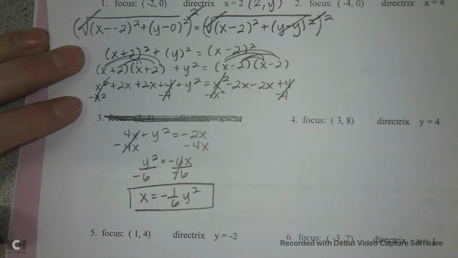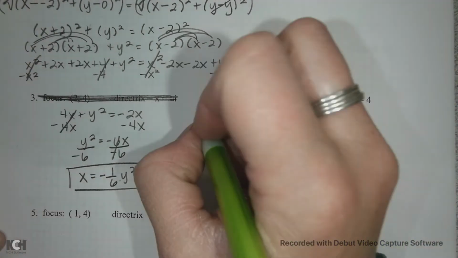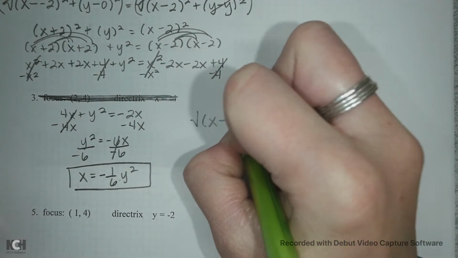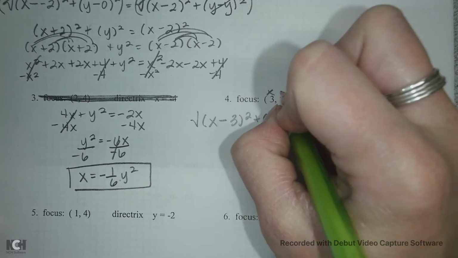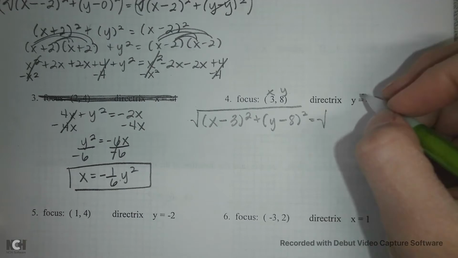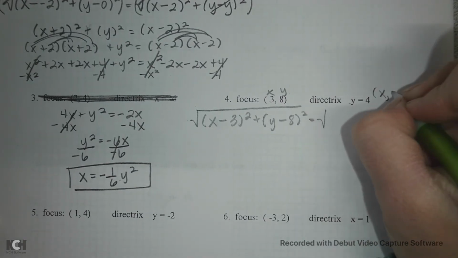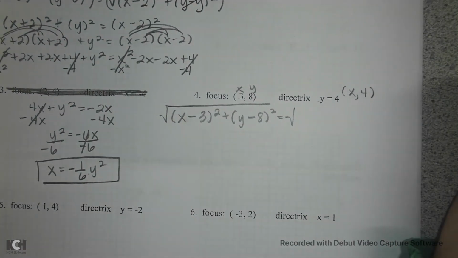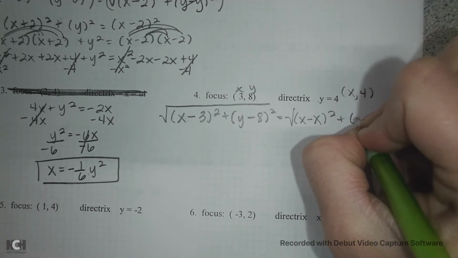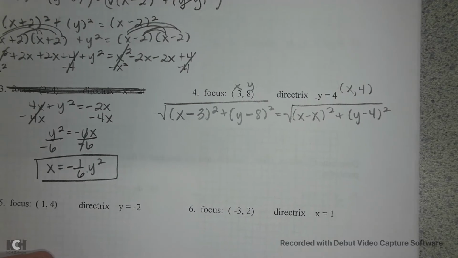Let's do it again. Okay, number 4. So for this one, again, it's square root. Focus is first. X minus our x value squared, and y minus our y value squared. So that's the left-hand side. On the right, we need to create an ordered pair. So it says y is equal to 4, so x is unknown. So now we have x minus x squared and y minus 4 squared.